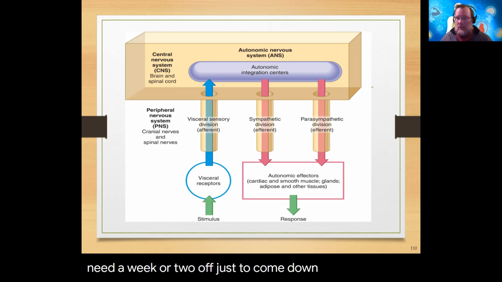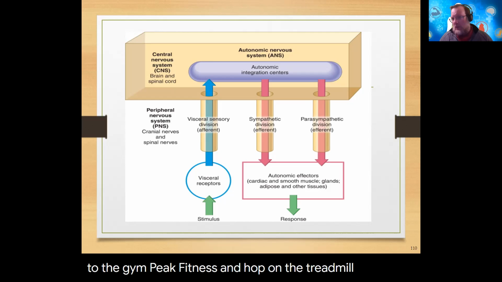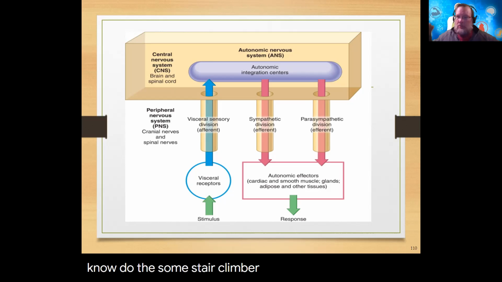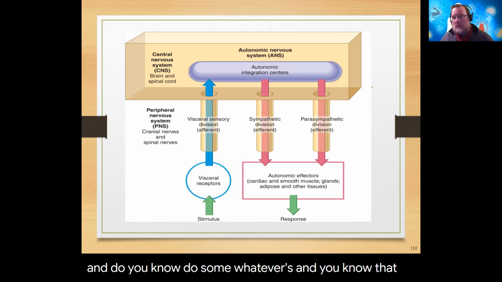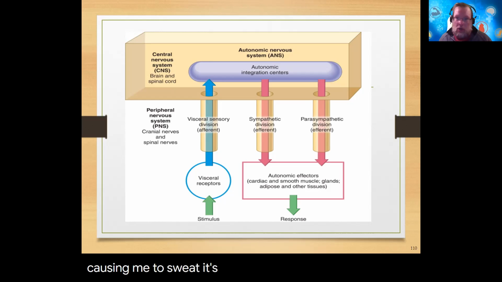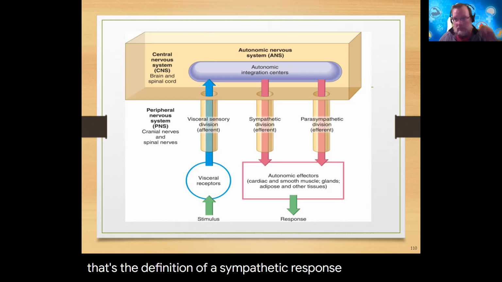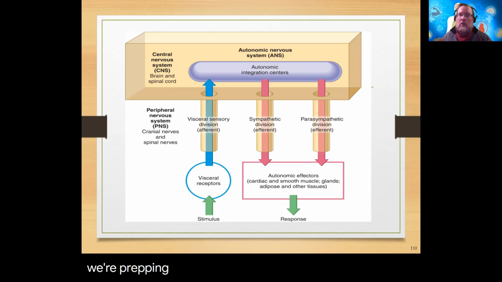So that's, again, sympathetic exercise, right? I'm going to head out to the gym, peak fitness, hop on the treadmill, do some stair climber, maybe pump some iron and do some whatevers. And that's causing me to sweat. It's causing my heart rate to go up. That's the definition of a sympathetic response. That's good. We're prepping, right? You don't want it to be completely asleep when you do need it.